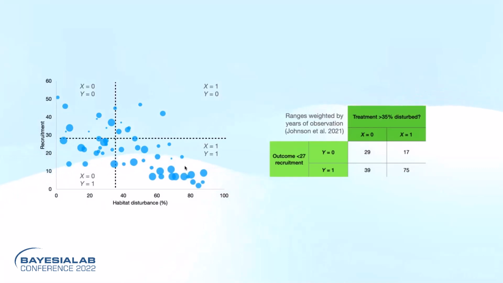And as you get over 35%, you can see that we end up with the situation where we have caribou in a lot worse condition. And then this horizontal line basically is the estimate of the point above which caribou are doing fine, below which they're not doing fine. And we can just tally up the weighted dots in there to come up with a table and see how it falls out depending on whether the treatment was imposed and then what the outcome was.